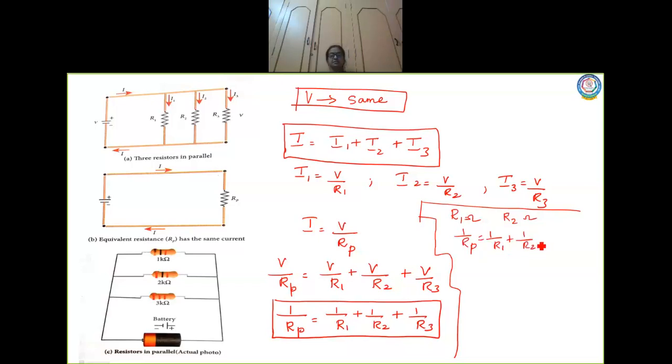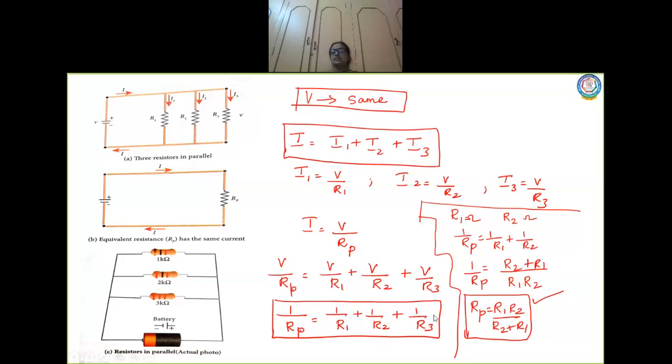If you are going to restrict yourself with only two resistors, in that case this formula can be reduced like this. Now take the LCM of this, children. When you take the LCM of this, you will have R1 R2 in the denominator. Okay, and in the numerator you have R2 plus R1. Okay? Now this will be 1 by Rp. So what will be the value of Rp now? Rp will be R1 R2 by R2 plus R1. Now this is also the formula for effective resistance, but you can use this formula only when you have two resistors. Here you cannot use this formula because it is connected to three resistors.